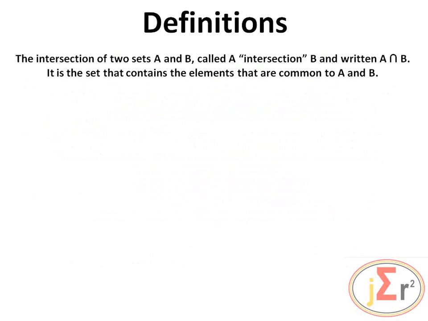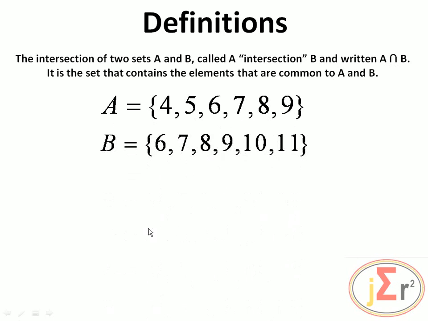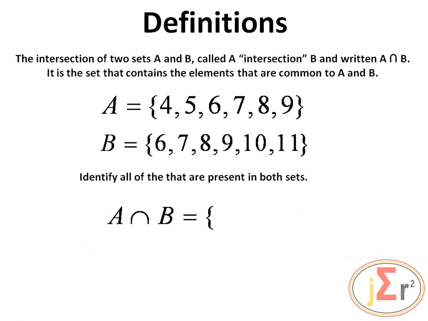We are going to continue with our definitions. The intersection of two sets A and B, called A intersection B, and written like this, with this thing that looks like an N, is the set that contains the elements that are common to A and B. So we have two sets A and B, and we are going to find their intersection. So in order to do that, we are going to identify all of the elements that are present in both sets. And that set will be A intersection B.